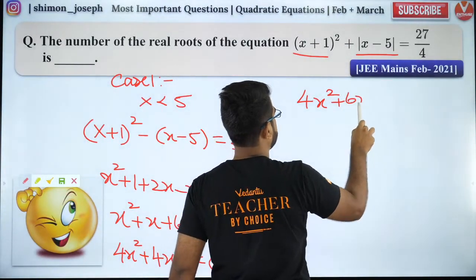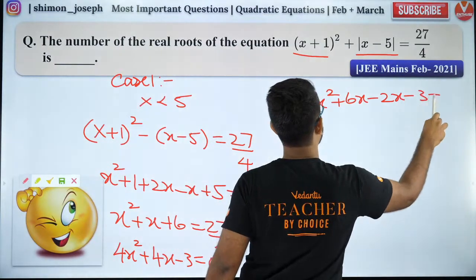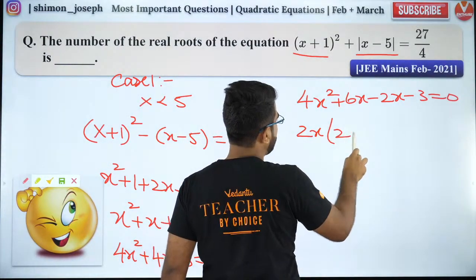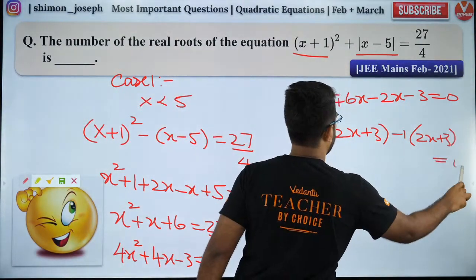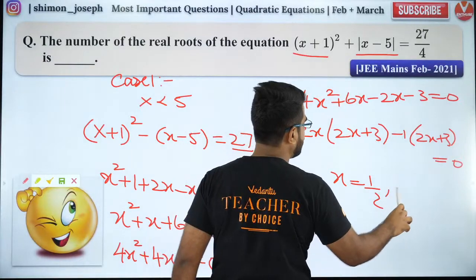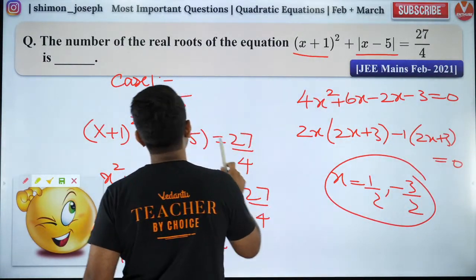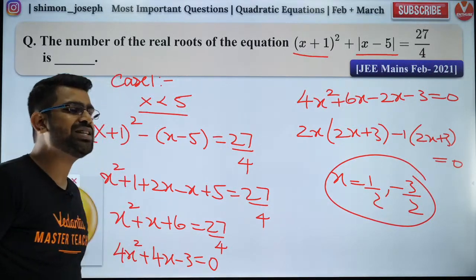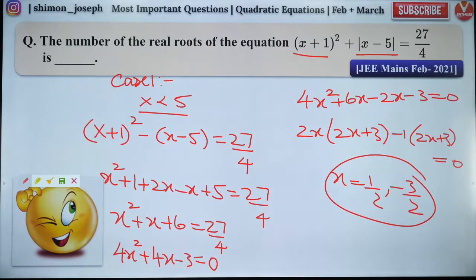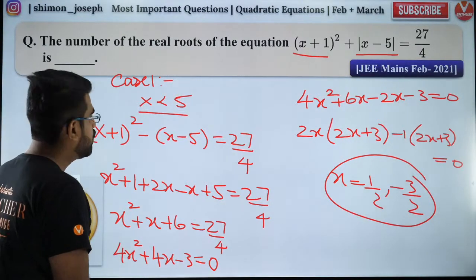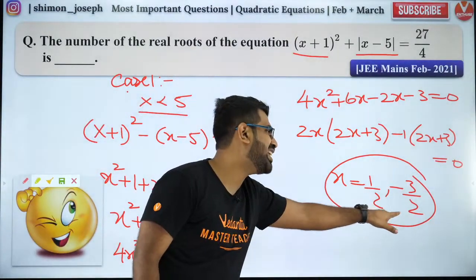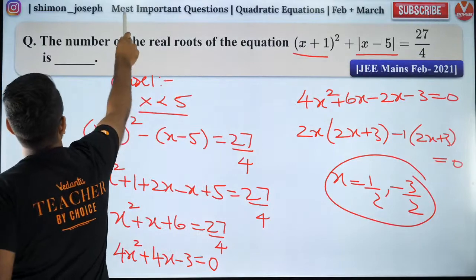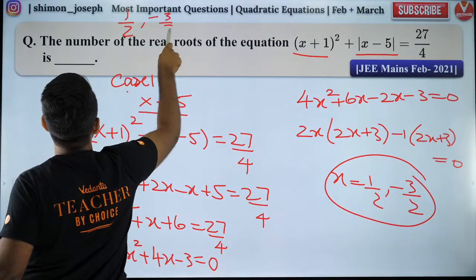And what will you get if you factorize it? 4x square plus 6x minus 2x minus 3 is equal to 0. So I'll get 2x common. I'll get 2x plus 3 minus 1 into 2x plus 3 is equal to 0. So I'll get x is equal to 1 by 2. I'll get x is equal to minus 3 by 2. Both are valid because both are less than 5. Are you guys clear? Yes. So since x is less than 5 is my case 1 and both my solutions are lesser than 5, these two are my solutions. So 1 by 2 and minus 3 by 2 are correct.